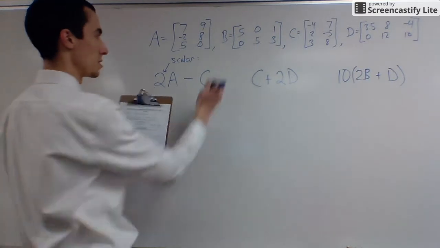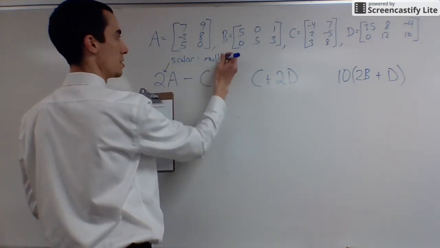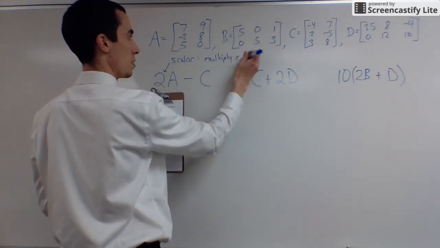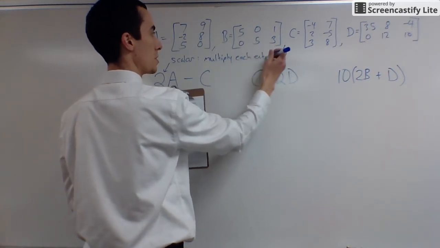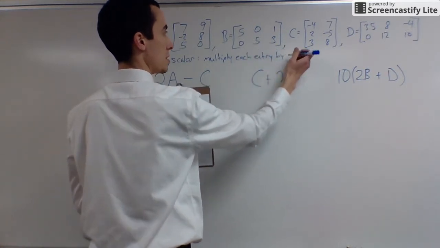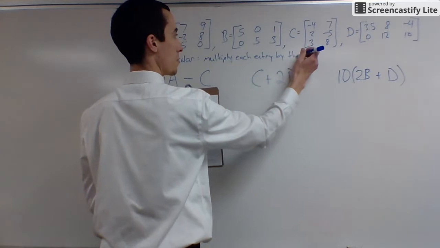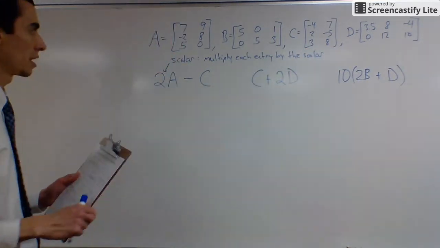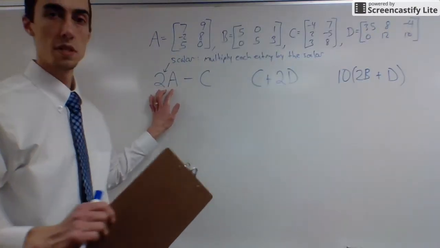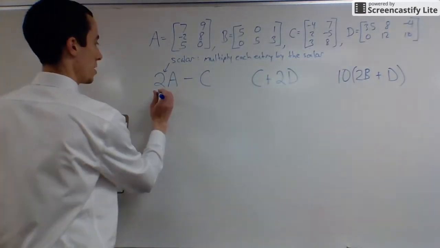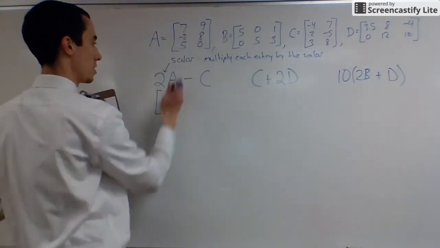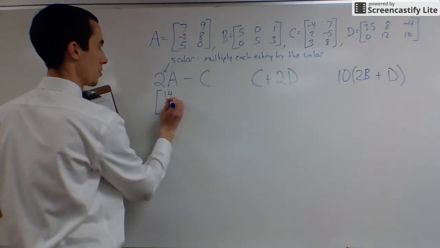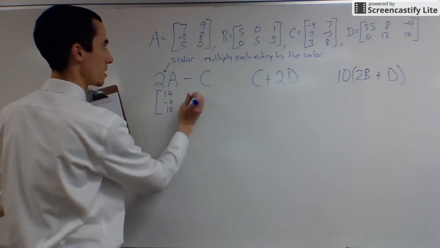What the scalar means is that we'll need to multiply each entry by the scalar. So for 2A, that means we would need to multiply each entry by 2. 14, -4, and 10.